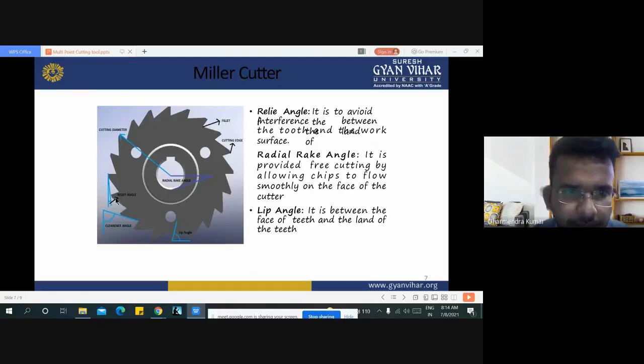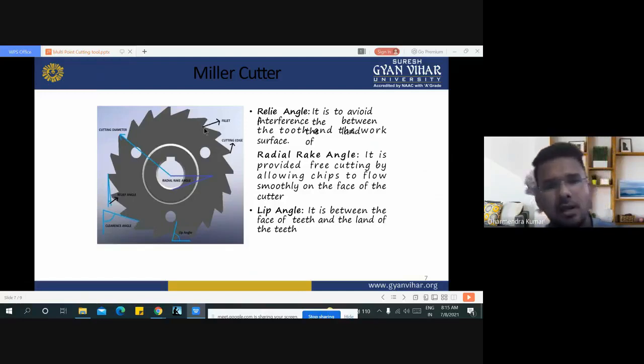This is the relief angle. This is known as the relief angle. This is the clearance angle, which is measured with respect to the fillet, and this is known as the lip angle. Here are some descriptions of the angles, like the relief angle.